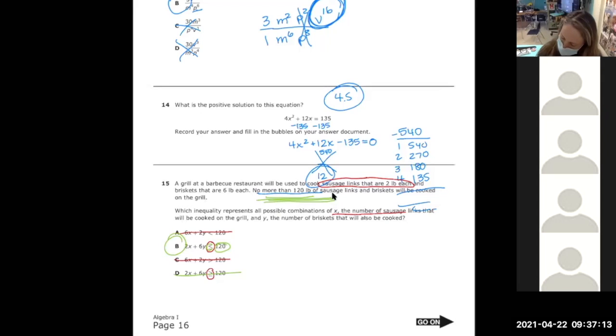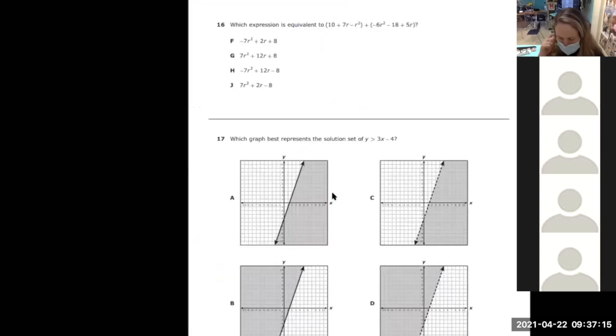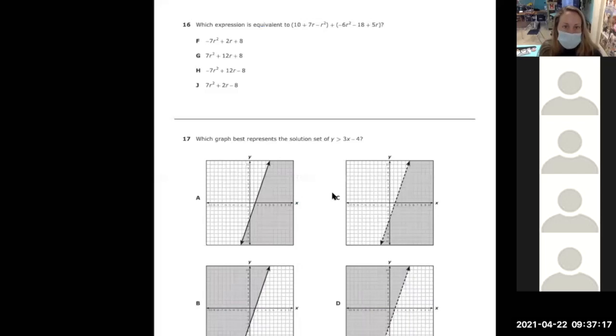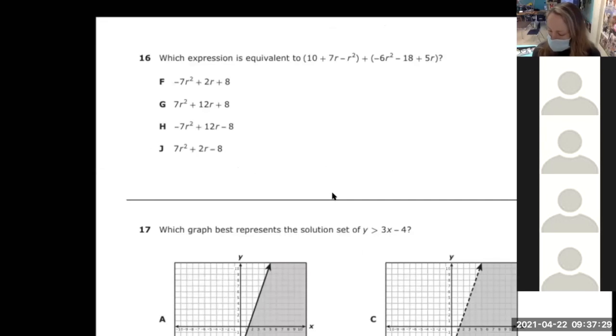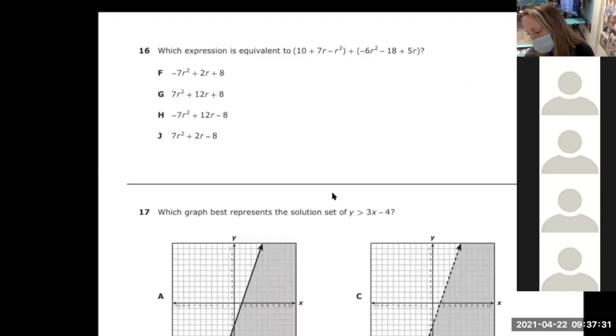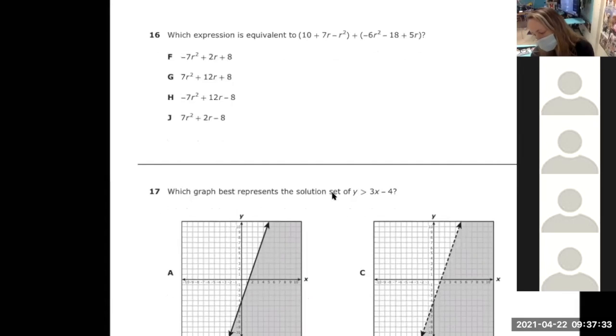Okay, move on to number 16, last one. This one is combining like terms. You guys should 100% be able to do this on your own. This is from the second lesson that we did this year. So which expression is equivalent to 10 plus 7r minus r squared plus negative 6r squared minus 18 plus 5r. You've got 2 minutes starting now.